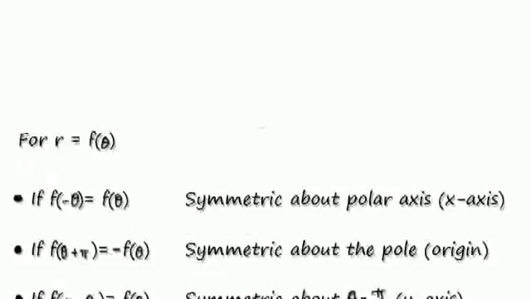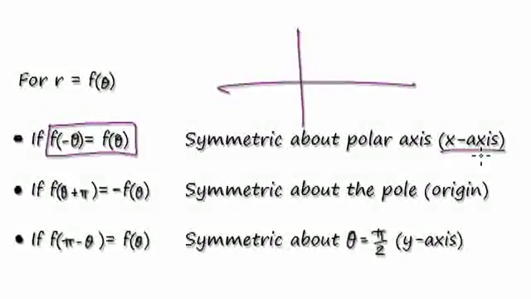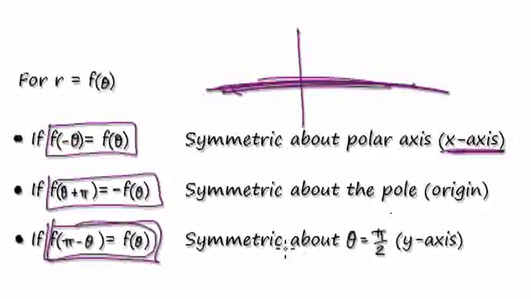Following on from some of the earlier videos, we've seen this. Whenever this thing here is satisfied, then we can say it's symmetric along the x-axis. We've also seen this: whenever this thing is satisfied, then we can say it's symmetric along the origin. Now we need to consider this. Whenever this thing is satisfied, then we can say it's symmetric along the y-axis.